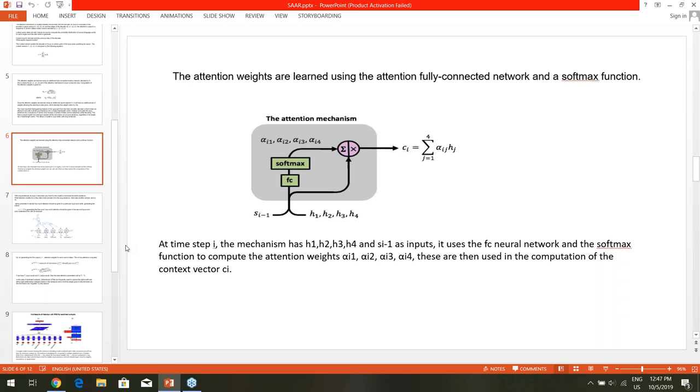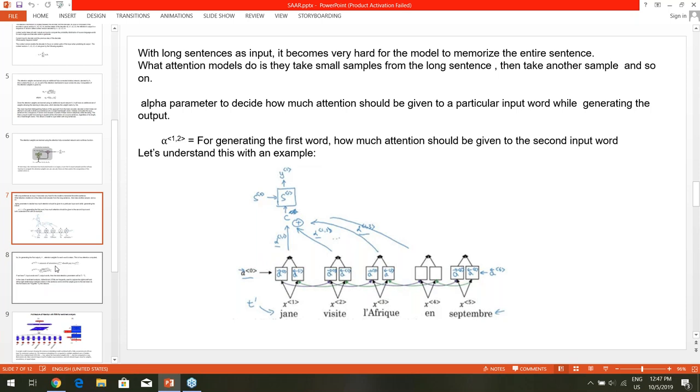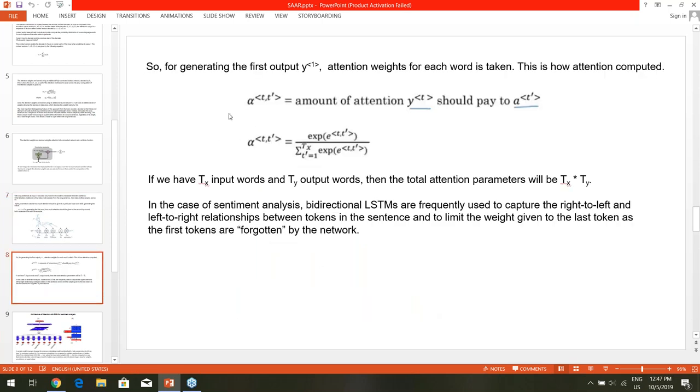Here a is the rating, and alpha is the weightage which each word gets. See here, the amount of attention each word gets is the calculation which happens regarding this. If you have TX input words and TY output words, then the total attention parameters will be TX into TY.